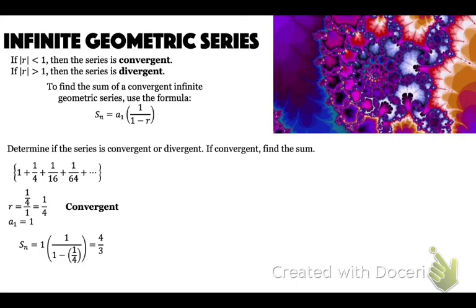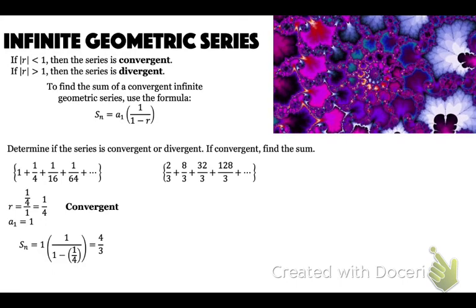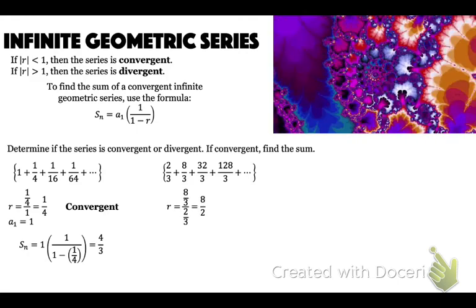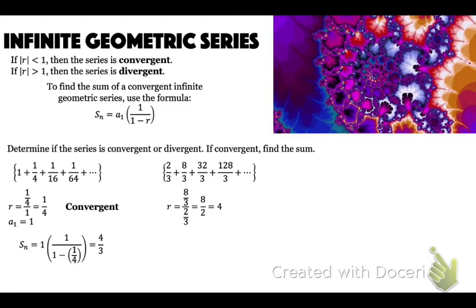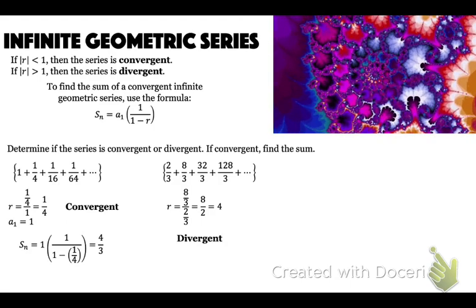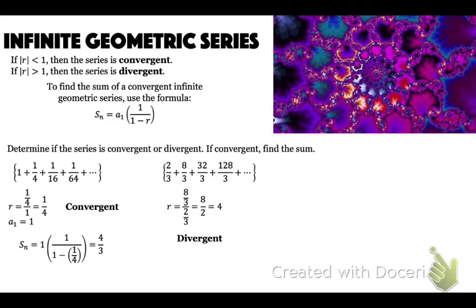What about this one? 2/3 plus 8/3 plus 32/3, and so on. If I do 8/3 divided by 2/3, I end up getting 8 over 2, which is 4. So my R value is 4, which means that's too big, and it's divergent. This is going to blow up. This is going to go to infinity.